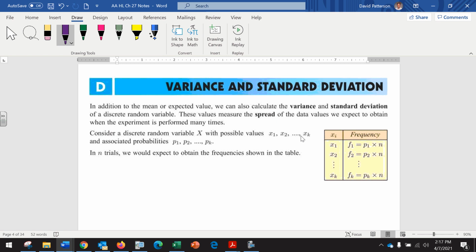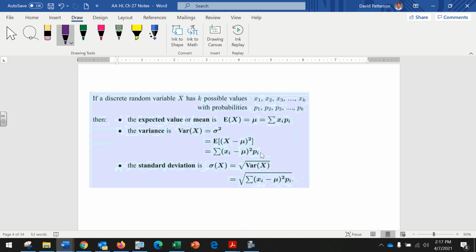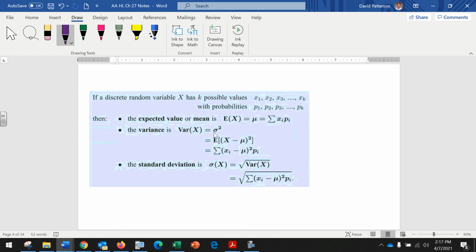Variance and standard deviation. This idea of variance and standard deviation deals with the spread of the distribution. When we talk about spread or standard deviation, we're going to use some formulas. A little bit about notation first: if I'm looking for the variance, that takes this notation here, which is sigma squared. This is the uppercase sigma, this is the lowercase sigma, and it's sigma squared.